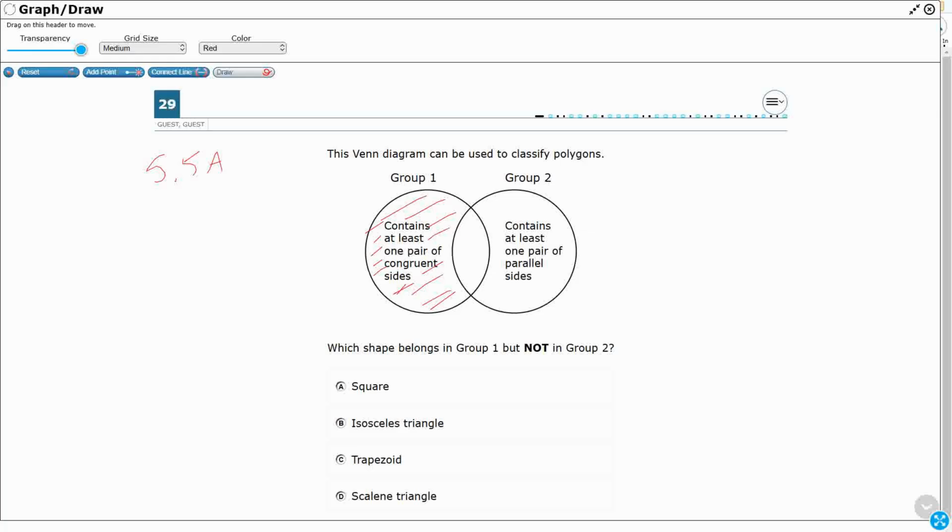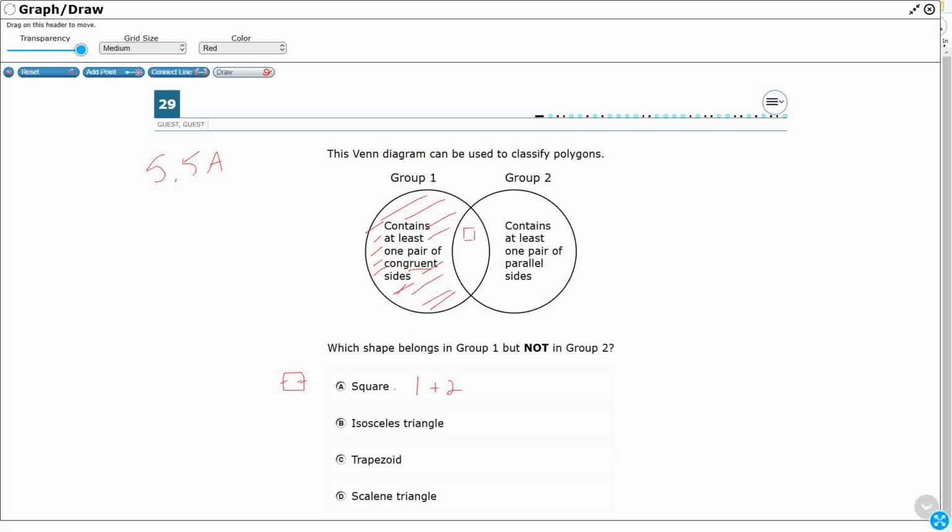So a square. So what do we know? At least one pair of congruent sides. So I can put a square definitely in group 1, and at least one pair of parallel sides. Yes, so here's my square. So I've got congruent sides here. I've got parallel sides right here. All right, so it can go in 1 and 2, which means my square is going to go right there in the middle.